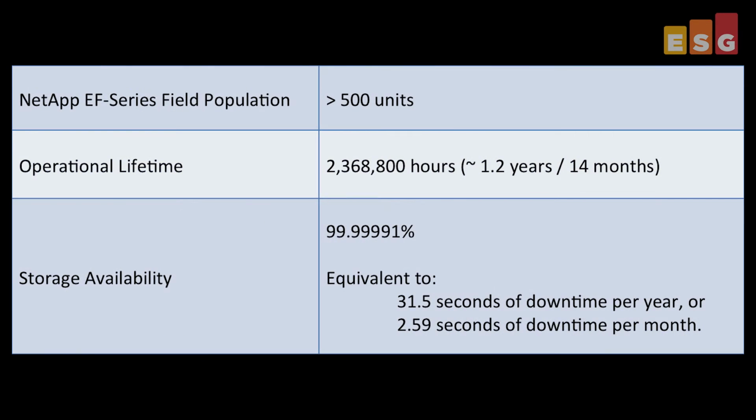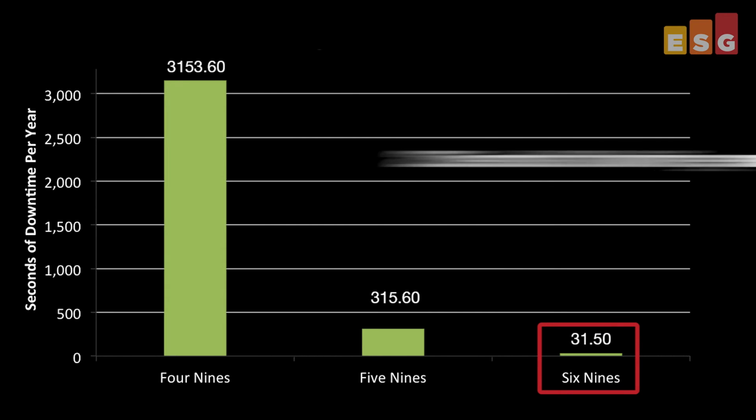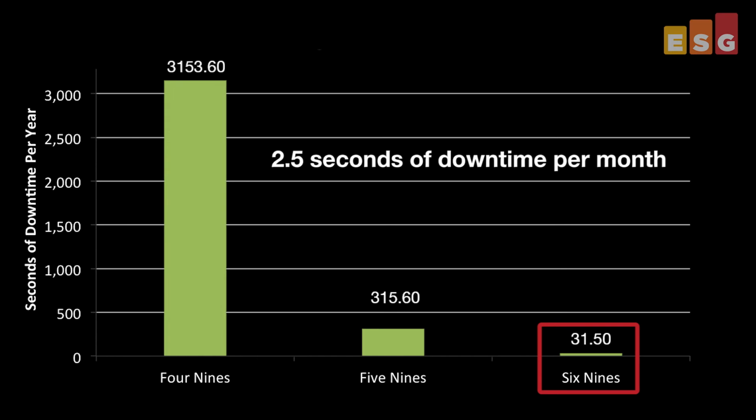And let's not forget the importance of reliability. NetApp tracks the in-service reliability of all field-deployed EF series platforms. ESG Lab reviewed the data, which shows that the EF series achieved an outstanding six nines availability. To put that into perspective, six nines availability is equivalent to just 31.5 seconds of downtime per year. That's about 2.5 seconds of downtime per month.